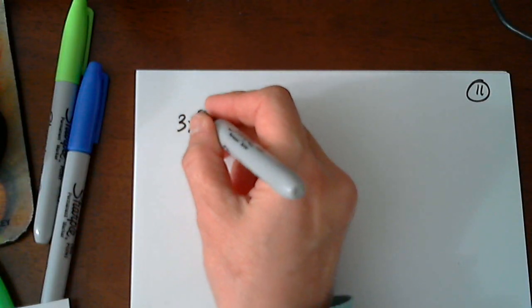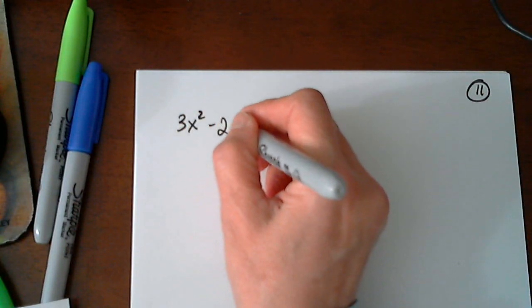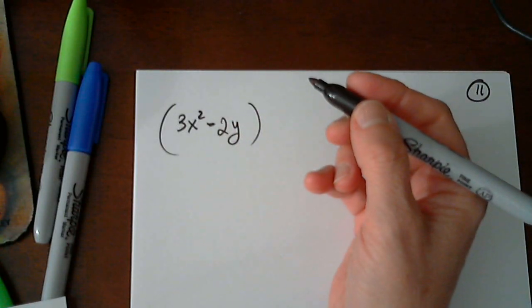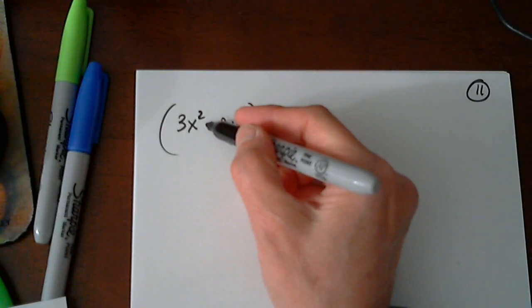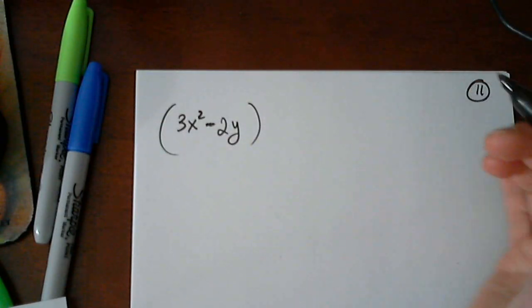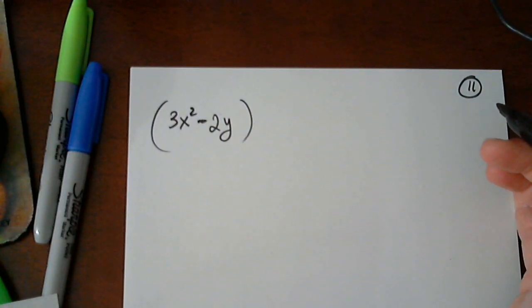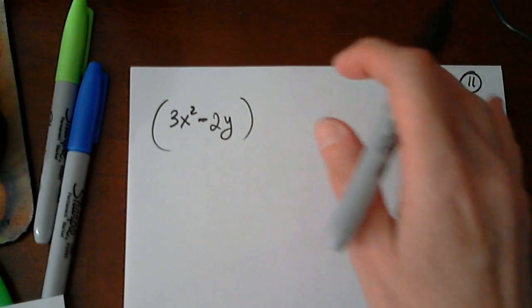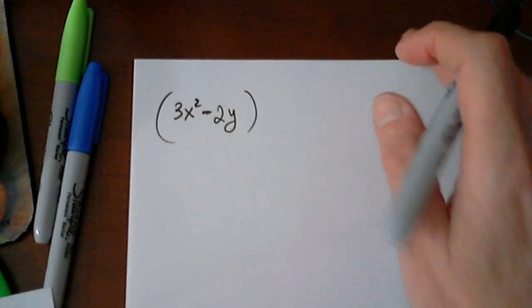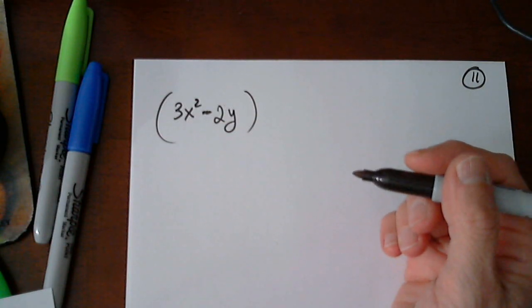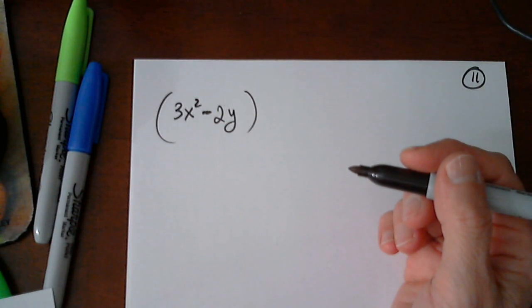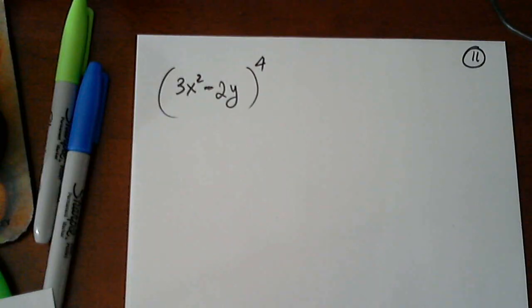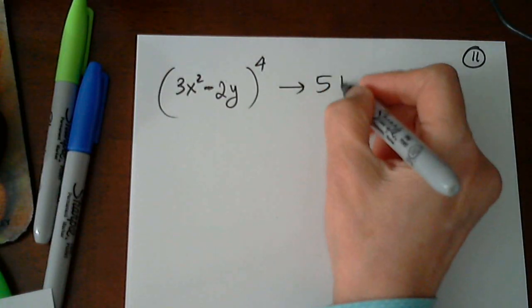Let's say 3x² minus 2y. Give me a power. Not too big because it's beyond the scope of what we're trying to do. We're just trying to understand the rule. I mean, you can say 11 and it will take me an hour. I'm kidding, but it will take a while. Let's say 2/3. Okay, that's fine. We can look at the fourth. Power 4, 5 terms.